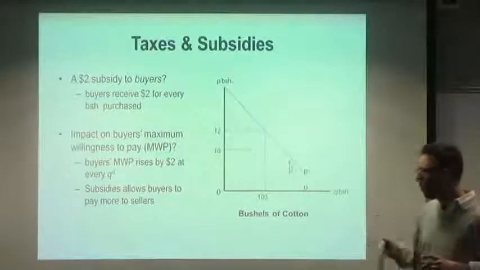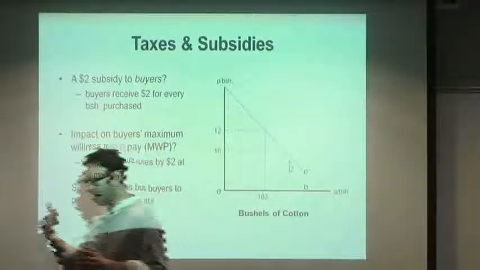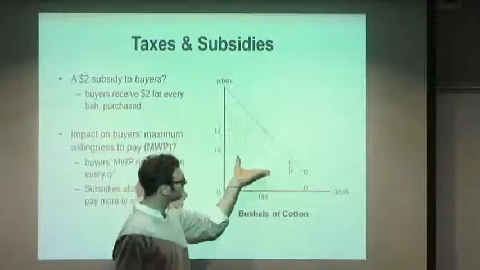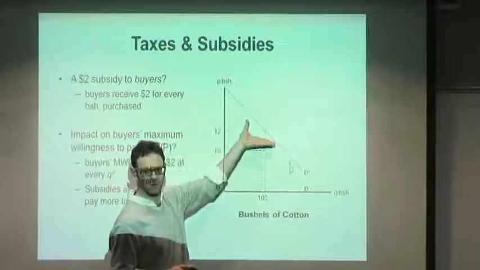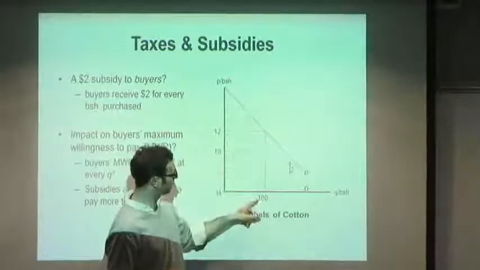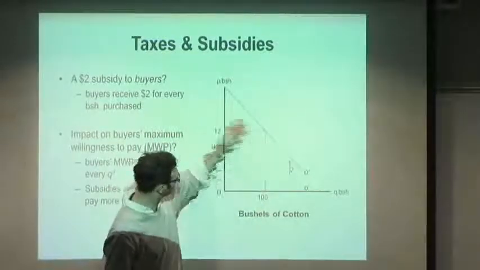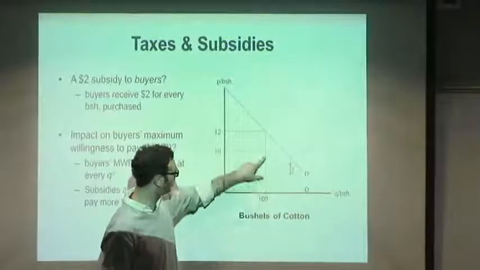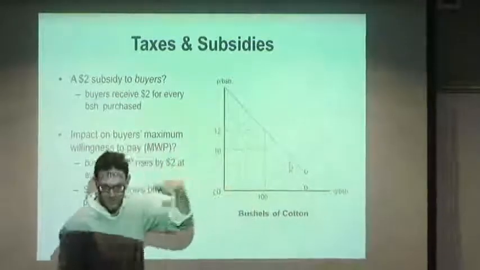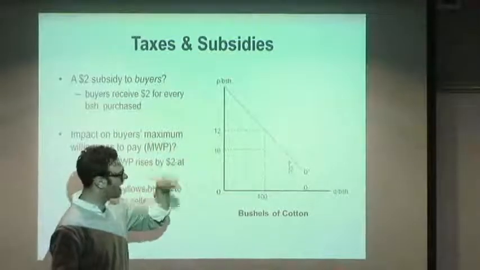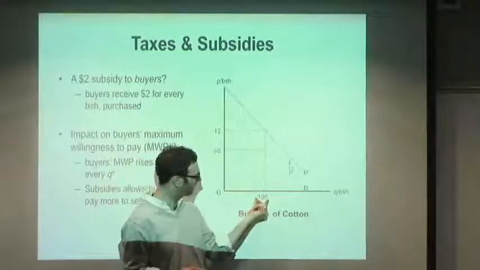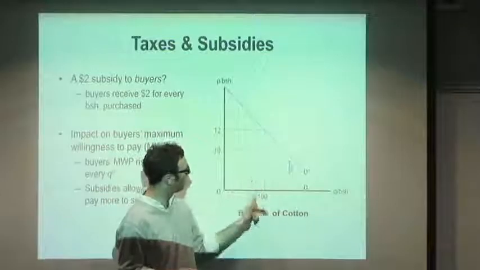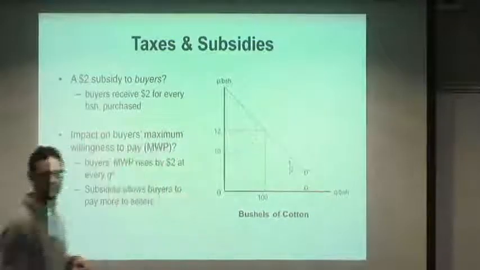What happens then? Well, if the government's going to pay me $2 for every bushel that I buy, that effectively raises the maximum price that I'm willing to pay for a bushel of cotton. So initially, I was willing to pay at most, along this light shaded curve, $10 for the 100th bushel, but now because the government's subsidizing me, and I'm getting $2 more to spend, now for that 100th bushel, and for all the other bushels as well, I'm willing to pay $2 more, in this case, $12 a bushel.